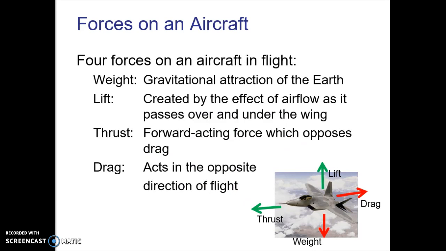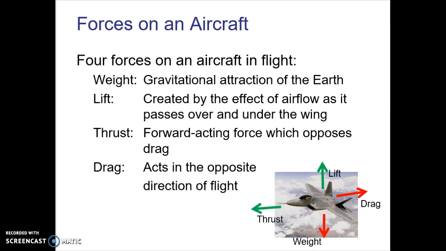The first force vector we'll talk about is weight. The force of weight always points down towards the center of the Earth. All objects on Earth have a weight force pointing down. The second force we'll discuss is the force of lift. The force of lift is created by the shape of the wing on the aircraft and is always pointed up.